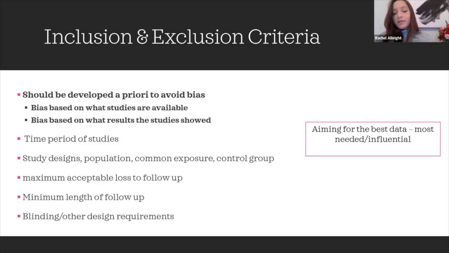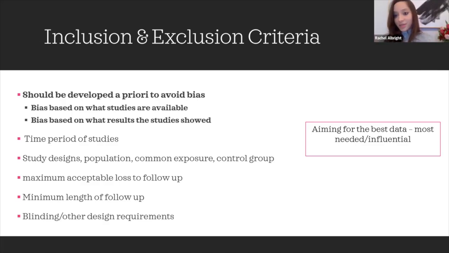So some things that you're thinking about for this kind of criteria is, what time period of studies am I going to include? Am I going to include studies from the 80s? Do I only want to include studies from the last 10 years because I know that the research really boomed in the last 10 years on a topic? You know, you have to make that decision ahead of time.